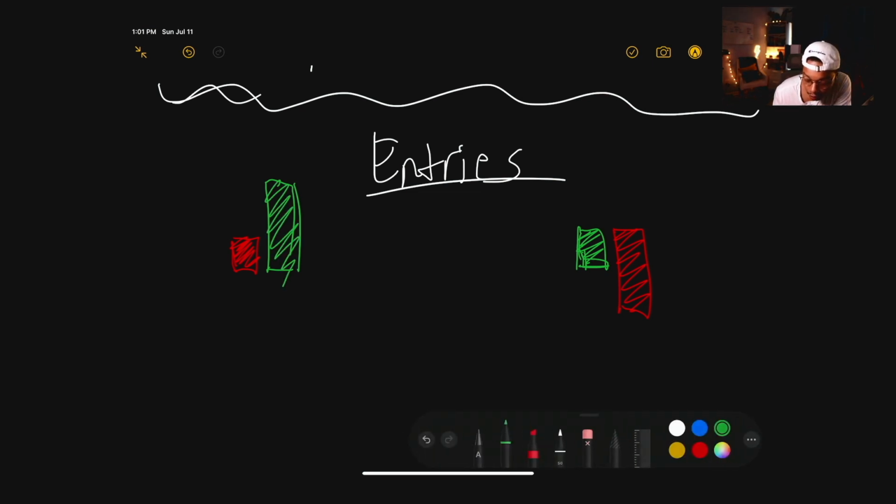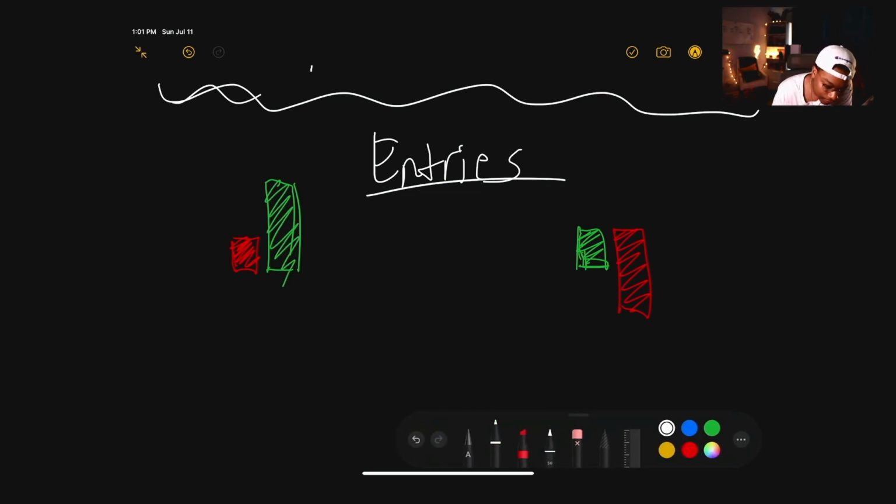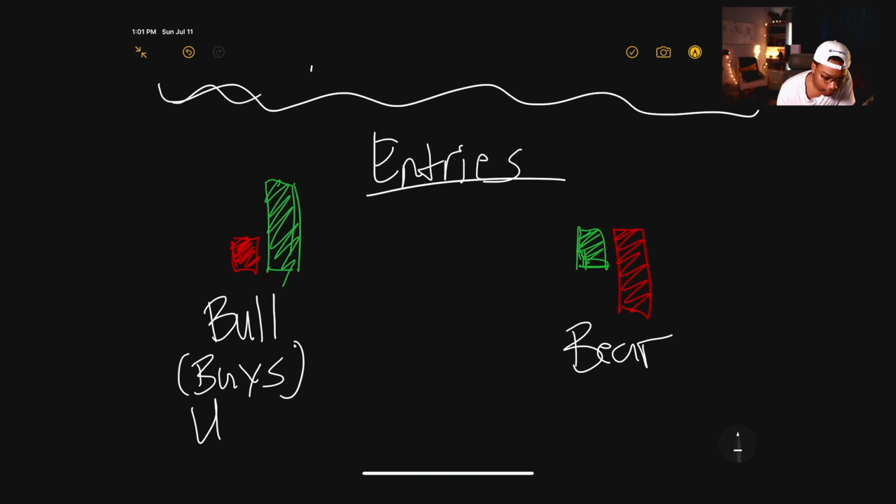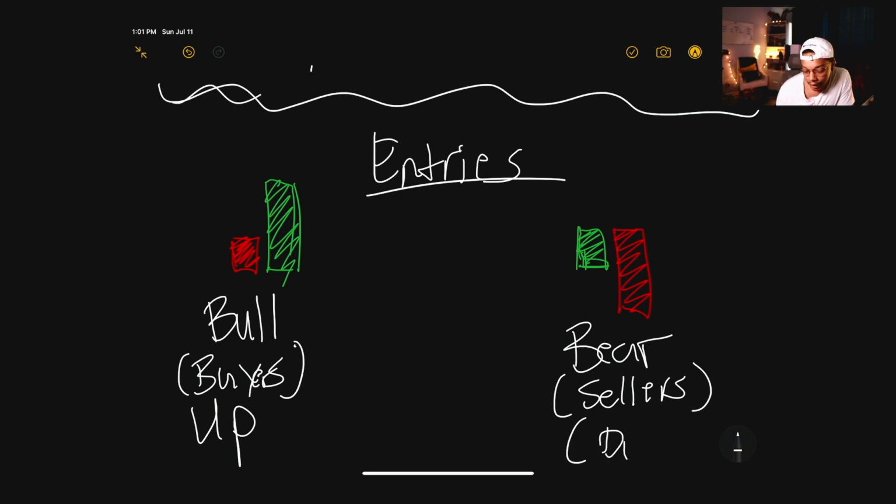Boom. So you have something called a bullish engulfing, and you have something called a bearish engulfing. Now, what is another word for bull and bear? They all mean the same thing. Bull is another word for buys, another way of saying up. Bears is another way of saying sellers. This is buyers, this is sellers, this is down. It's just another way of using that word.